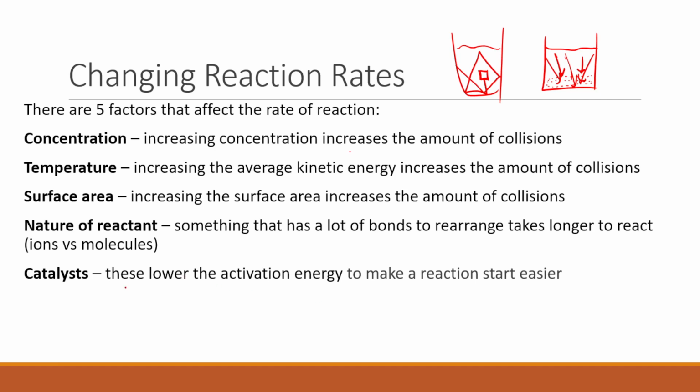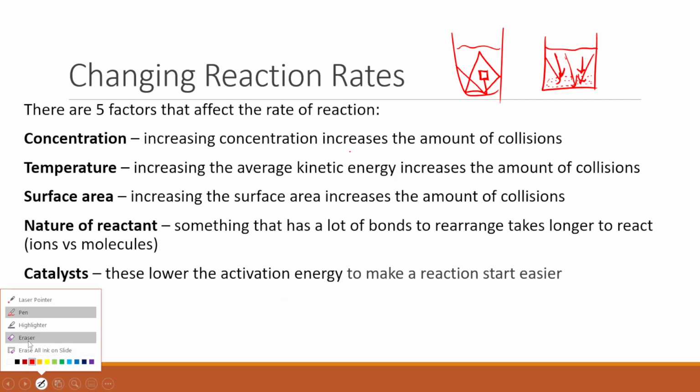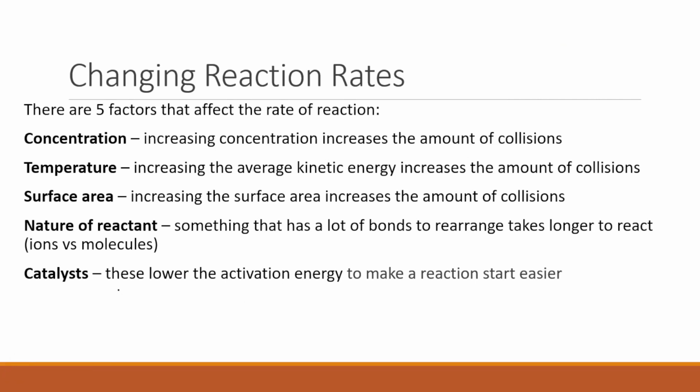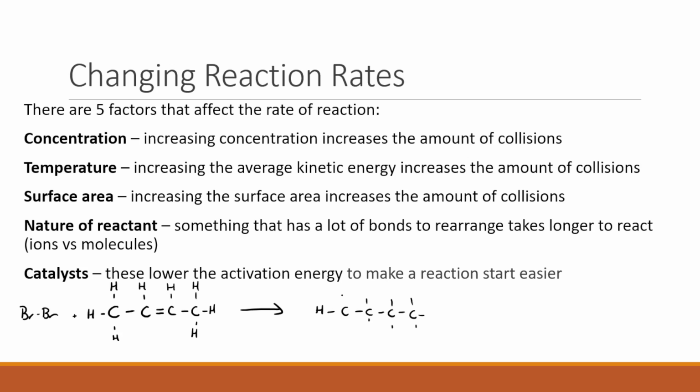Now the fourth one is a new concept, right? The idea of the nature of the reactant. All right, let's talk about that a little. Let's look at this reaction. If I'm looking at this reaction and I want this substance to react with bromine, and I want it to become brominated, and I want to break that double bond and replace the double bond with the 2 bromines.